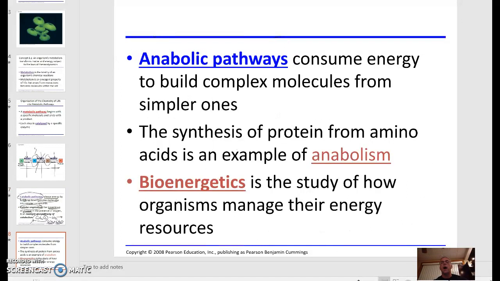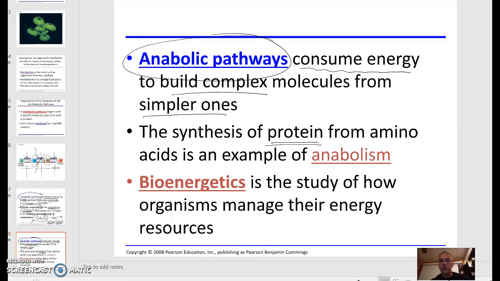Now, if we want to go in the opposite direction, we have anabolic pathways. Anabolic pathways build complex molecules from simple things, but they require energy. We could look at the example of building the primary structure of a protein.